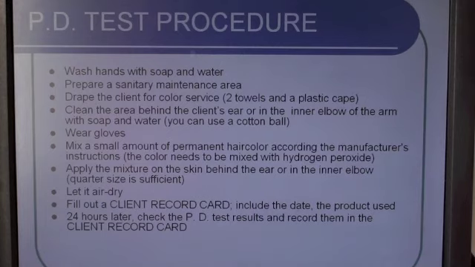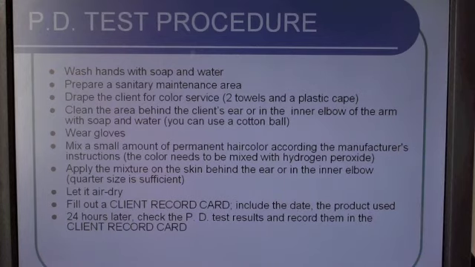Clean the area behind the client's ear or in the inner elbow of the arm with soap and water. You can use a cotton ball for that. Wear the gloves before getting the product. Mix a small amount of permanent hair color according to the manufacturer's instructions. The color needs to be mixed with hydrogen peroxide.